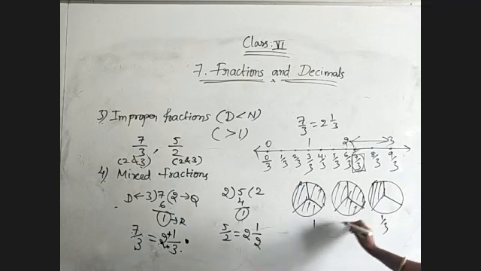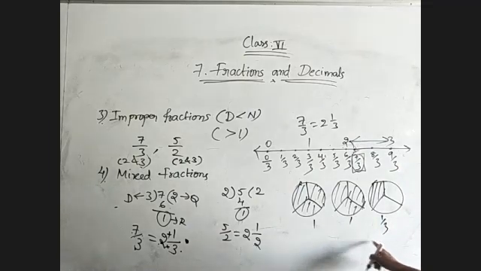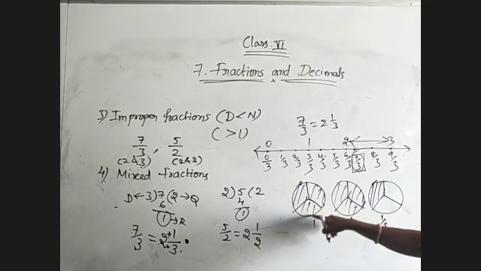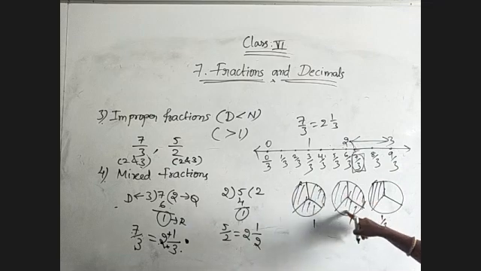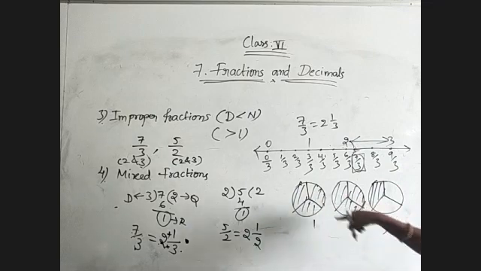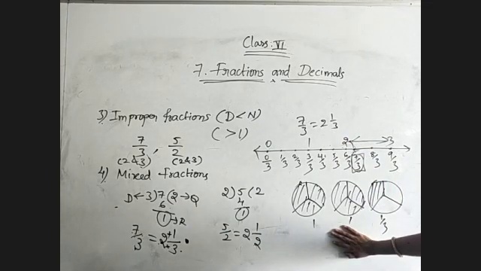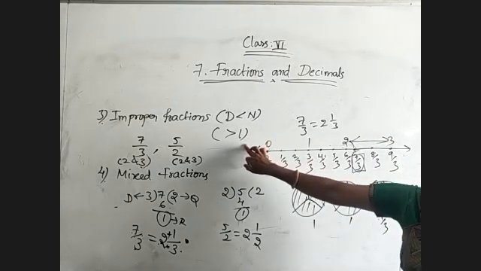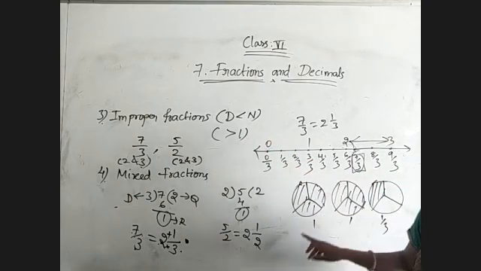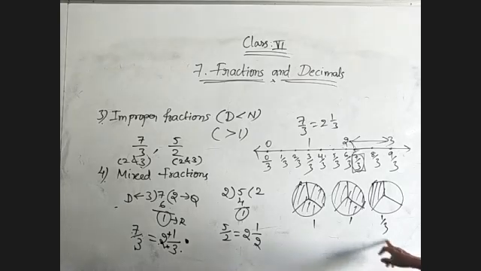Now these are 1 plus 1, 2 1 by 3. See, 1 by 3, 2 by 3, 3 by 3, 4 by 3, 5 by 3, 6 by 3, 7 by 3. So completely 7 by 3 is this one. Okay. Remember, for pictorial representation, if improper fraction is given, convert into mixed fraction and use pictorial representation.